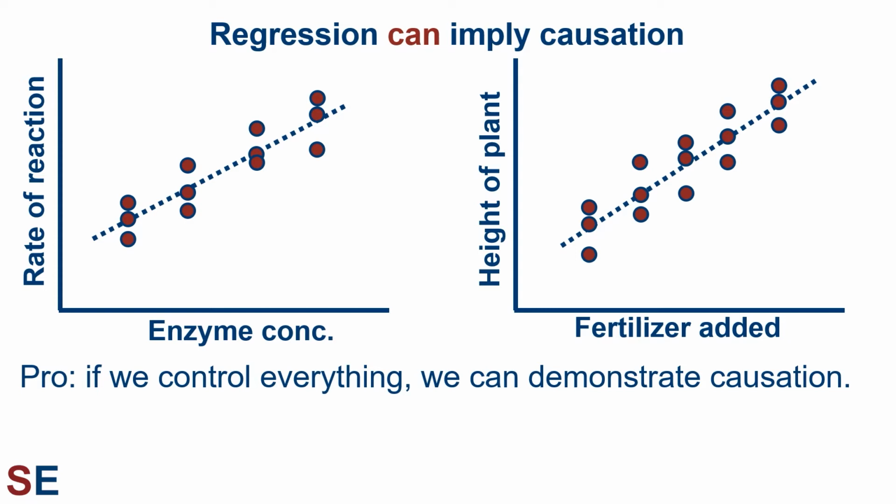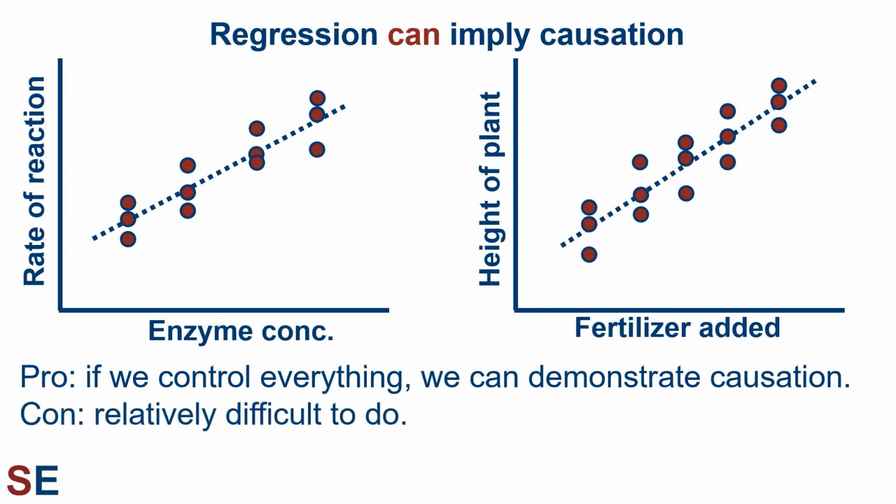Controlling everything can be difficult, however. In the example on the left, it's probably fairly easy to ensure that the conditions of the chemical reactions are identical. For the example on the right, it might be more difficult. We would have to ensure that all the plants are genetically identical, that all the plants receive exactly the same amount of sunlight, that all the plants have the same amount of soil, and that all of them receive the same amount of water. In other words, that they are treated identically except for the amount of fertilizer added. That's doable if we're careful, but it takes planning and equipment to pull that off.